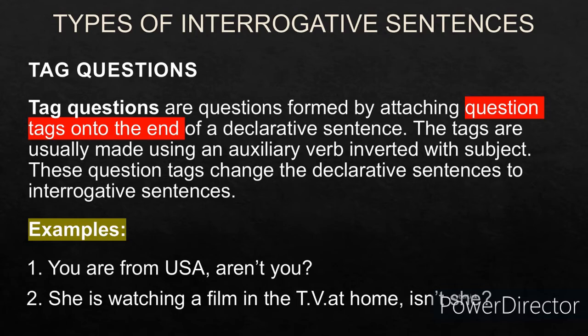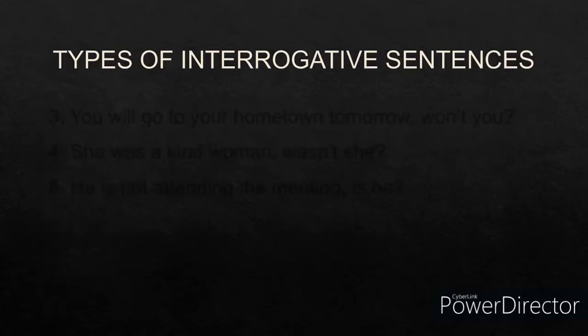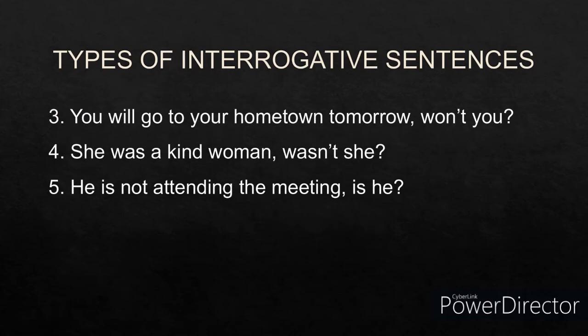She is watching a film on the TV at home, isn't she? So again, this is a tag question. You're confirming by asking, isn't she? You will go to your hometown tomorrow, won't you? Again, this is a tag question. She was a kind woman, wasn't she? Again, this is a tag question because you are confirming it by asking, wasn't she? He is not attending the meeting, is he? So this is the tag that you are attaching at the end. So this is a tag question.